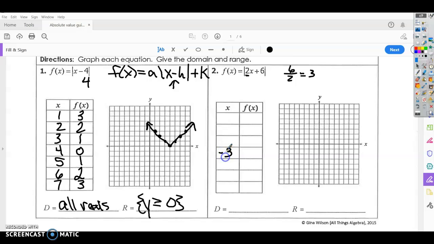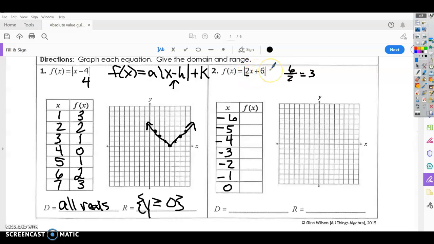I put this in the middle of my table. I go backwards and I go forwards. That way it creates my V. If you don't have the vertex in the middle, if you choose points all on one side, you're just going to get a line. You're not going to get that V shape. So you have to have the vertex in the center in order to graph it correctly.